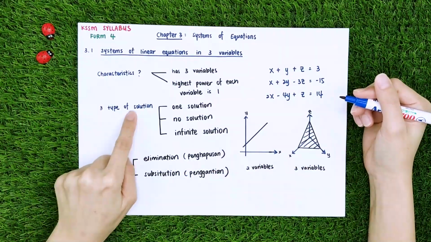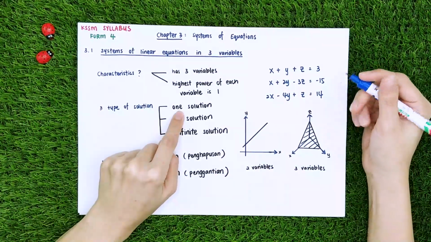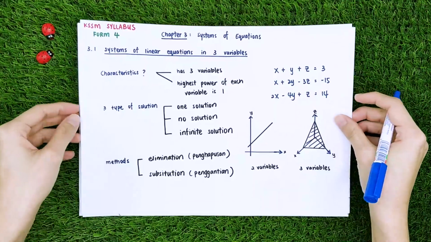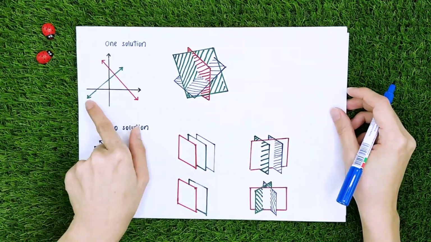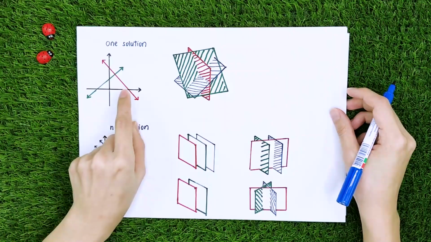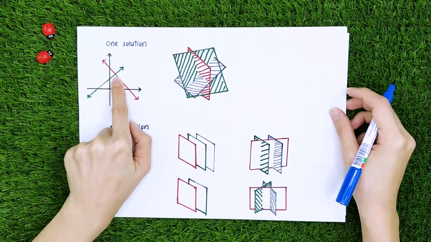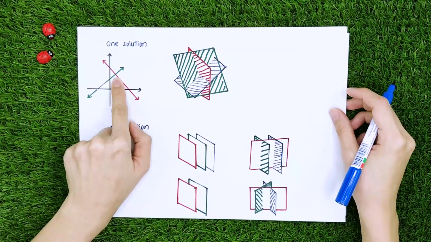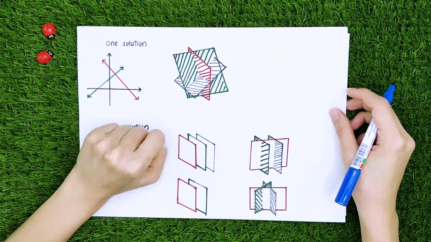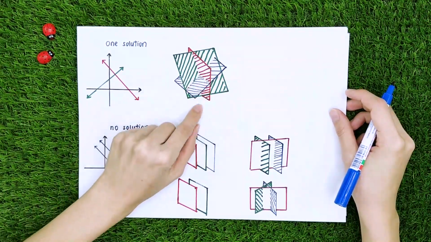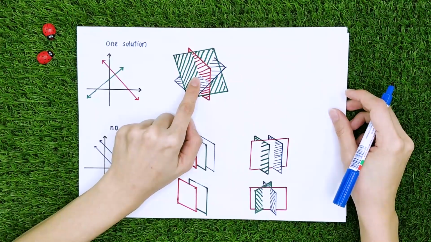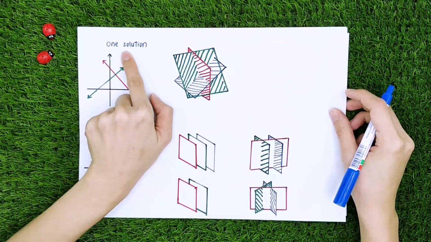So there are 3 types of solution. The first one is one solution. Let me show you this. With 2 variables, there are 2 lines. When these 2 lines meet at one point, which is the intersection point, that means one solution. They only meet at one point, okay? So when these 3 different planes meet at one point, that means one solution.